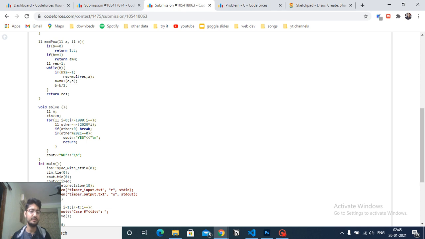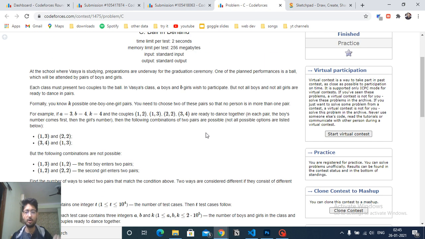But if the other is greater, then you just have to check whether other modulus 2020 is equal to 0. If there exists some answer, then the answer is yes, else the answer is no. Okay, I'll mention all the code in the description, so you can check that out.